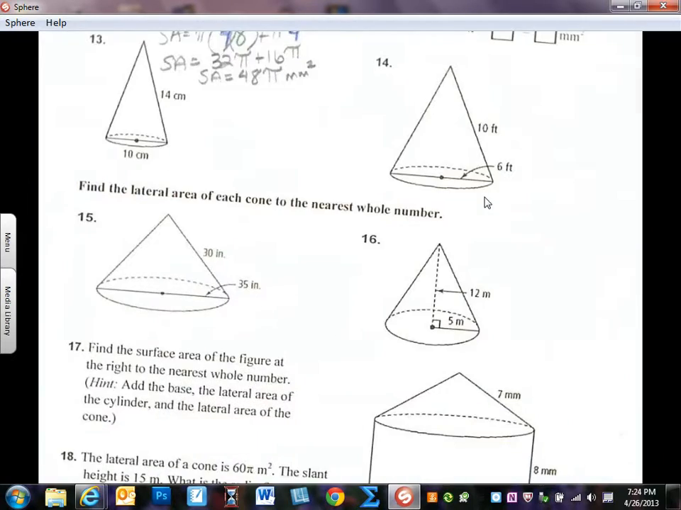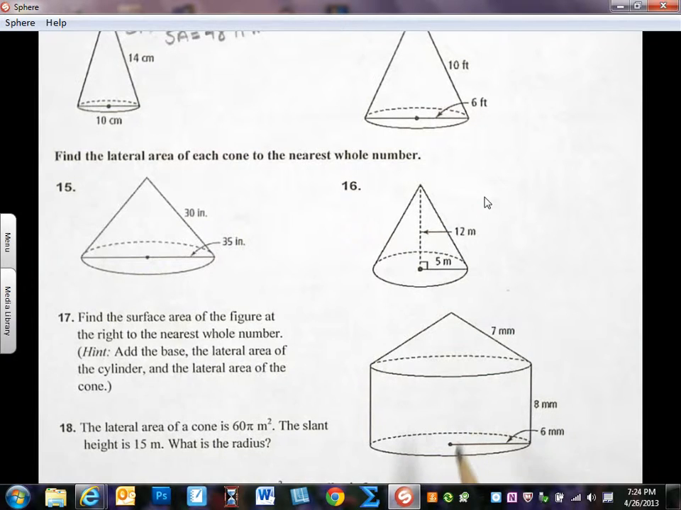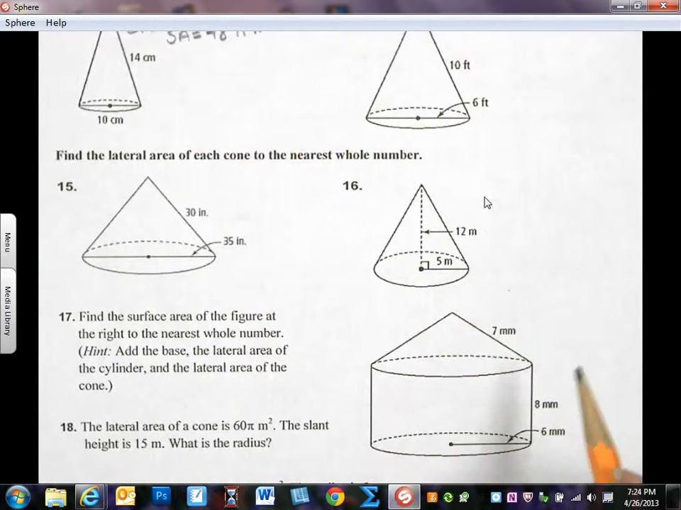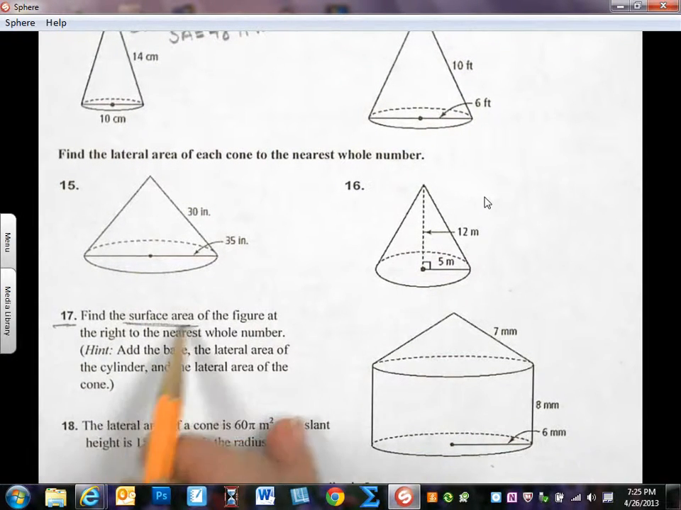Now if you look down here at these, remember the picture we just did of the cone, of the cube with the roof? This is just a cylinder. You'd find the surface area of the cylinder. Number 17 wants you to find the surface area of the figure.